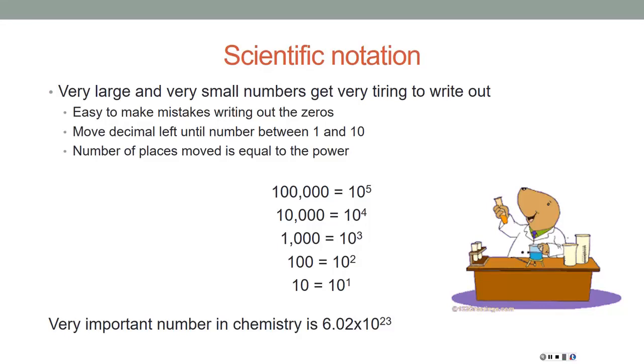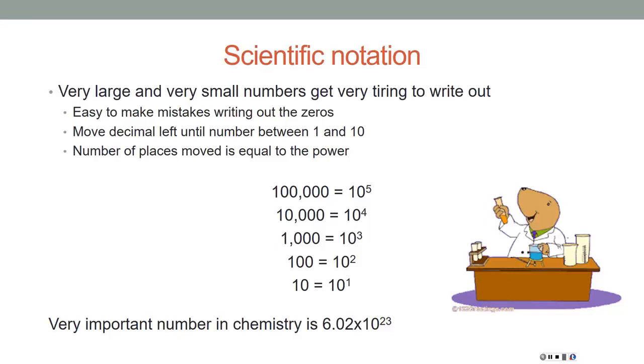If, on the other hand, you have something like 0.0032, then in this case we're going to move 1, 2, 3 positions. And this is going to become 3.2 times 10. And this time we move to the right instead of the left, so it's going to be a negative 3. And we can double check that the negative is right, because this is smaller than 1.